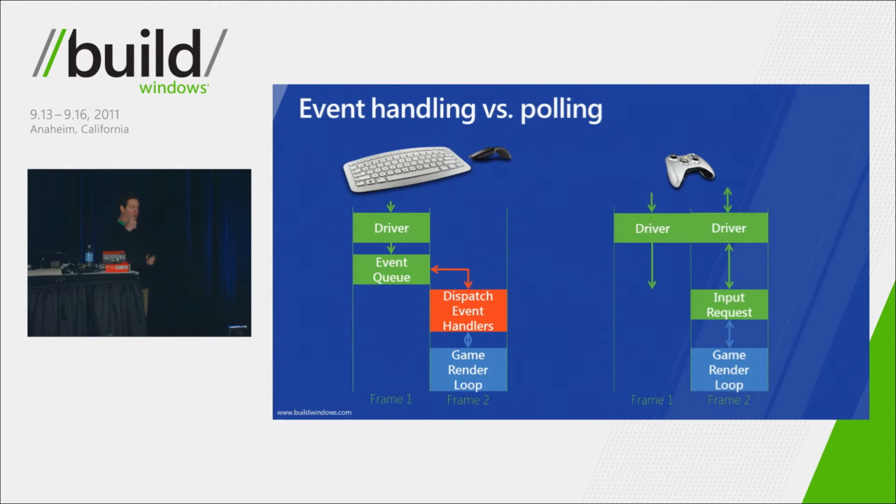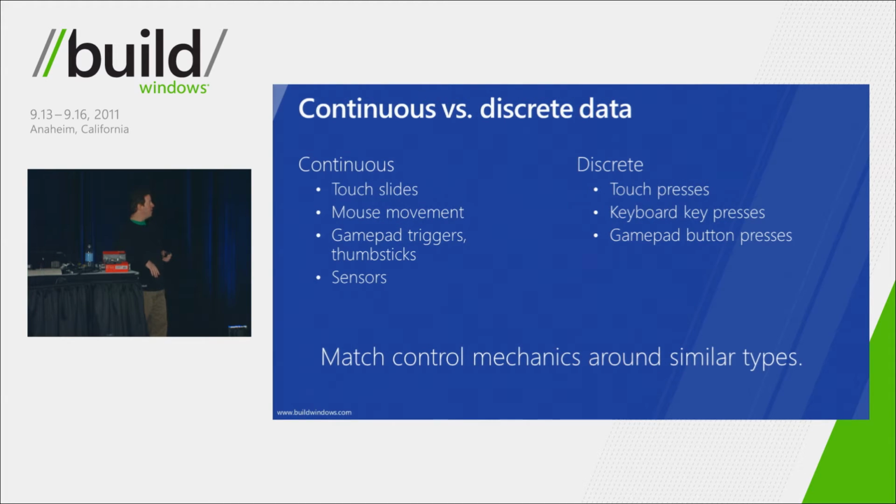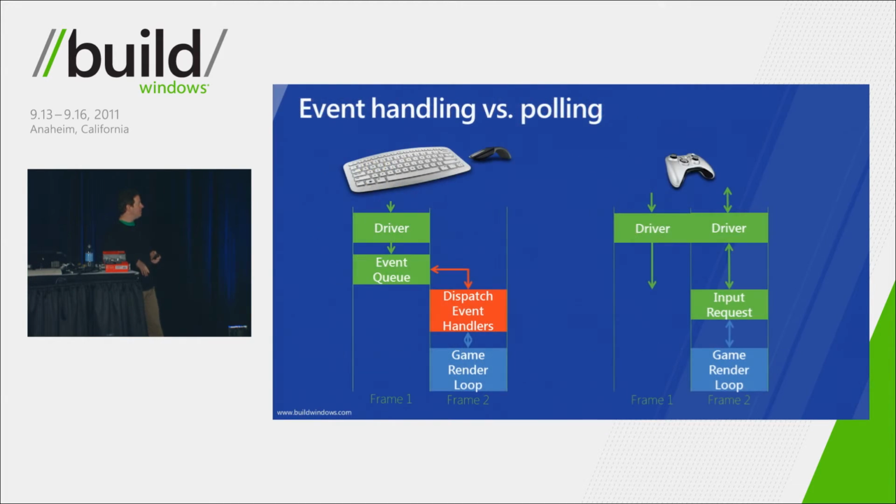So if you push the button really fast and let it up before the game gets to its next render loop, you've now lost a button press or a keyboard press. So it's really good to think about which of these two types you want to use for the different types of control mechanisms. If you need to guarantee that you get the data, then consider using event handling. If you want really low latency effects, then use polling.